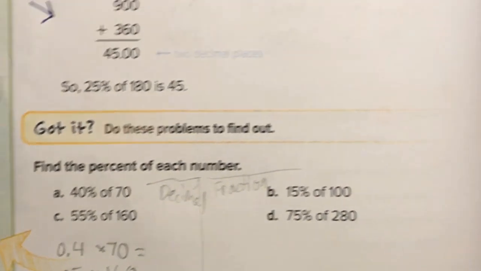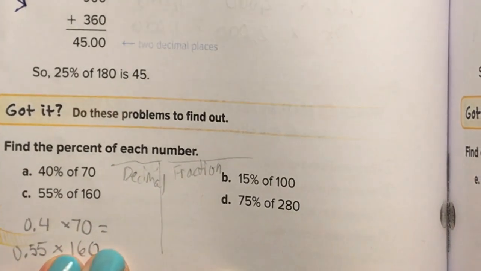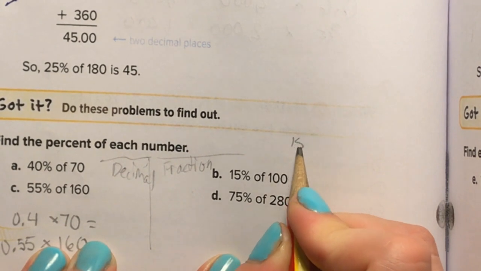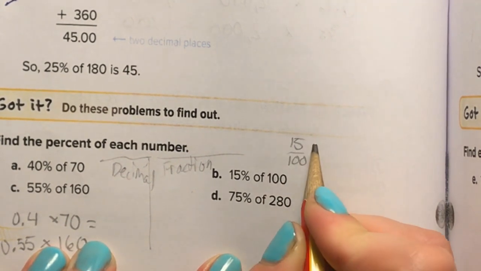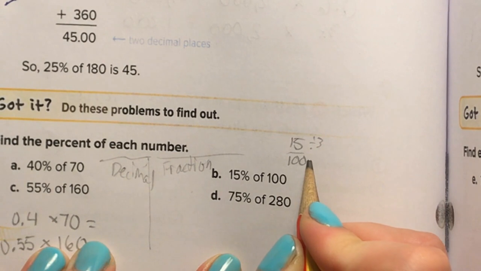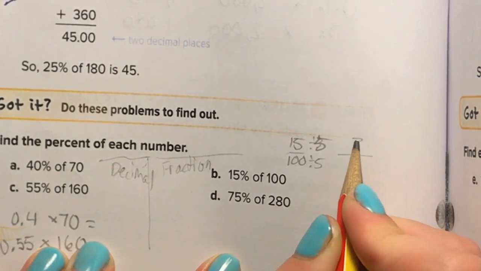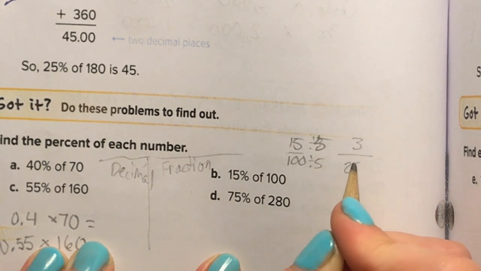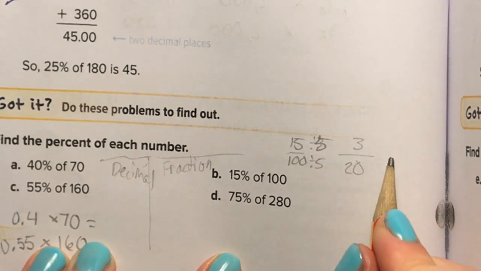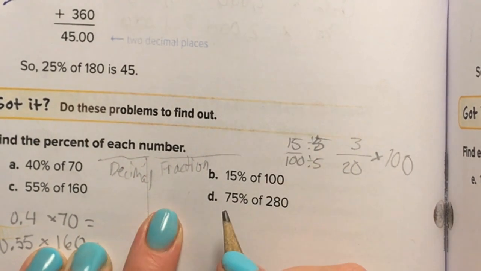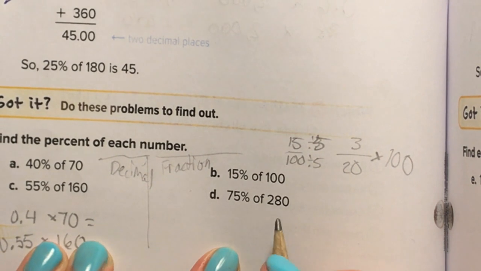And then let's try this side, turning it into a fraction. So let's see. 15 out of 100. Well, we divide by 3. No, divide by 5. Divide by 5. Which would give you 3 out of 20. Okay, and then times 100. And then 75% as a fraction, well, we know that that's 3/4. It's just one of those you should know.